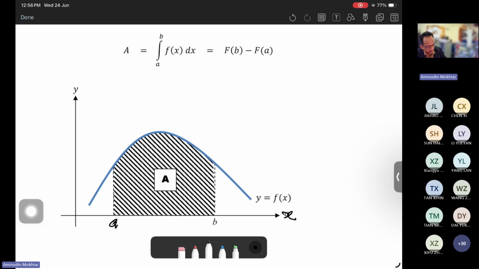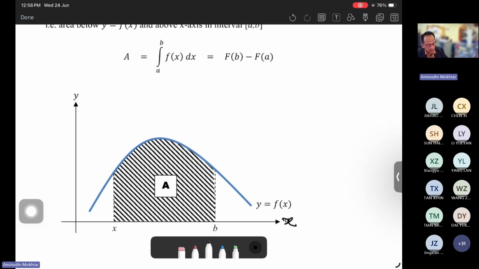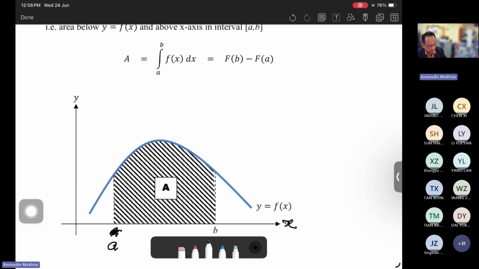Okay, for this curve, the area A is between x equal A until x equal B. From x equal A until x equal B, this shaded area is also equal to the definite integral of f(x) between x equal A until x equal B. That's why the definite integral is very important.